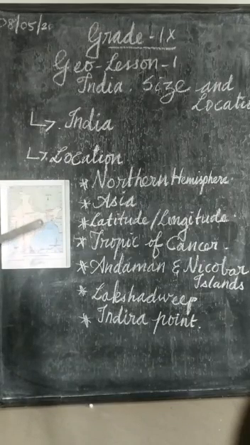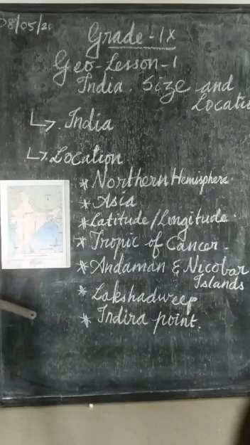The total number of latitudes which are passing through India is 30. As well as the same, the total number of longitudes which are passing through India is 30. This clearly specifies for us what is the actual location of India.